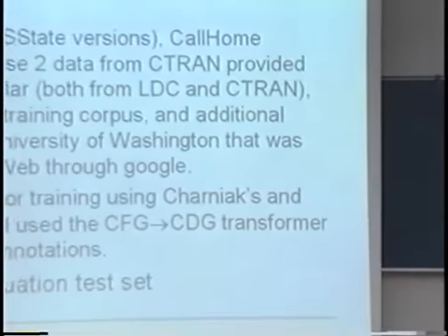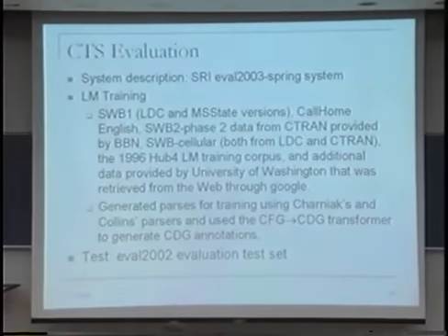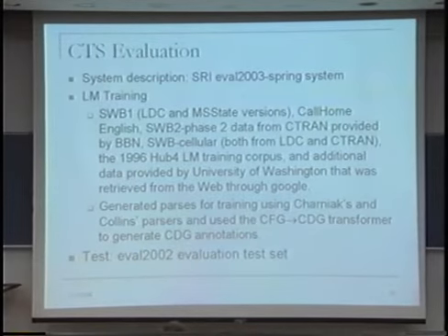So adding the additional information that was brought in from the web was very effective for training the language model. We generated parsers using a combination of Charniak's and Collins parsers, and we used a CFG to CDG transformer to generate the CDG annotations. So just like we did before, we're doing the same thing here. And we evaluated on the 2002 eval test set.